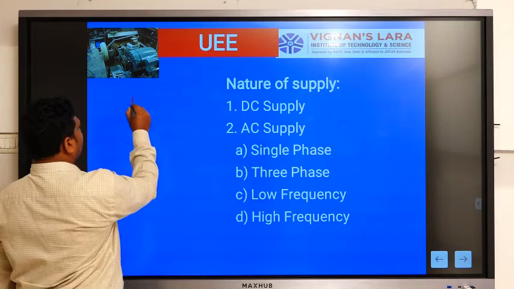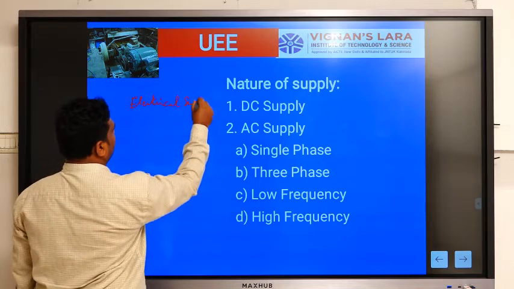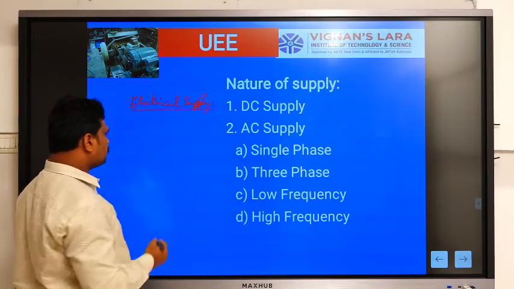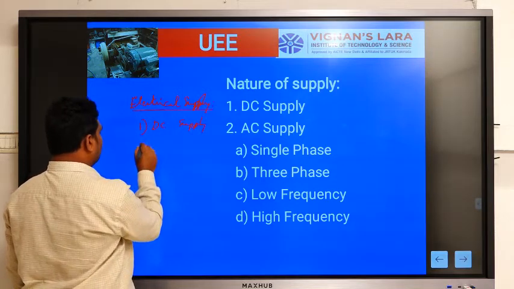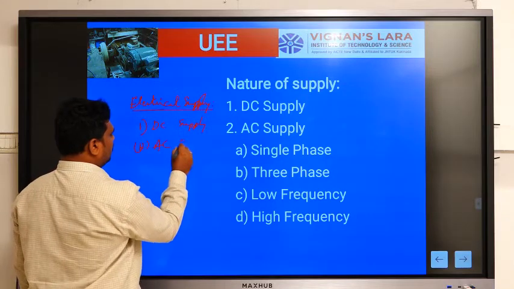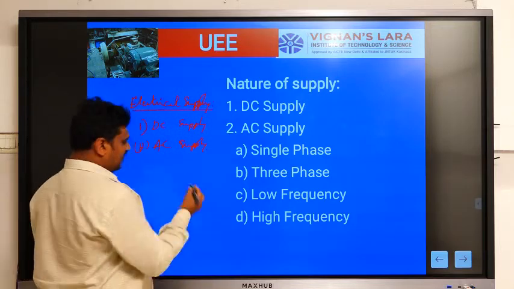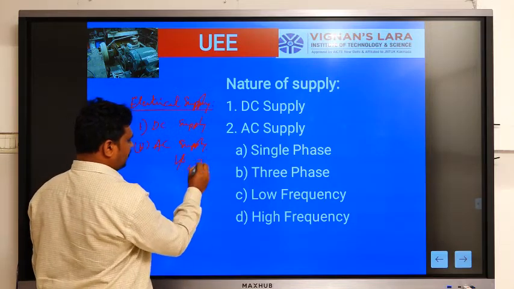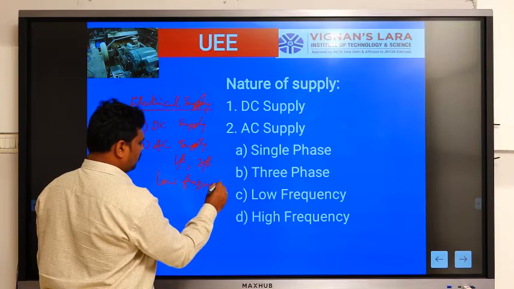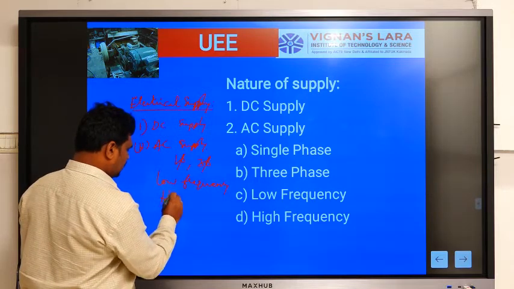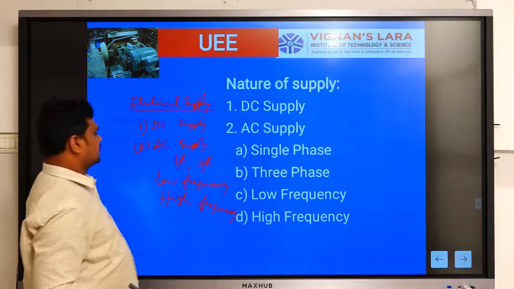Normally, the electrical supply is of two types. One is the DC supply. Already we know that it is a DC supply, and another one is AC supply. The AC supply is again classified into single phase or three phase, and low frequency and high frequency.